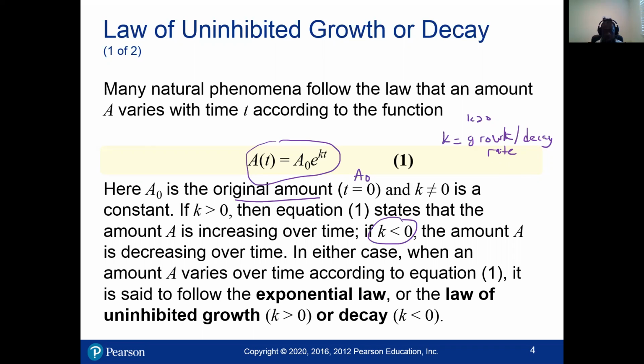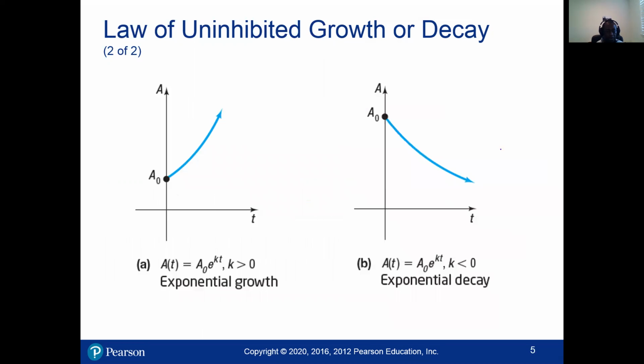All right. So this is the graph when k is positive. It depends on k, it is an exponential function. When k is positive, it's an increasing function, and when t is equal to 0, you have the initial amount. And in the same way, if k is negative, it's an exponential decay, a decreasing function.